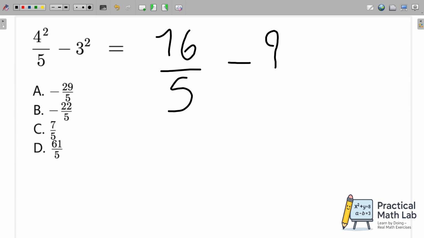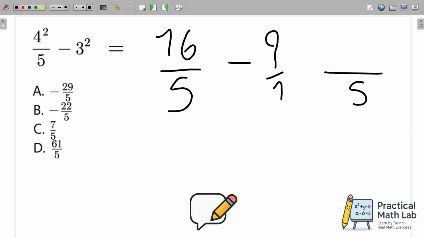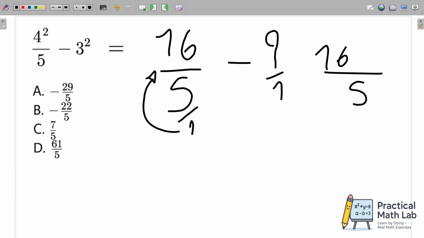With subtraction involving fractions, we need to find the least common denominator here. Here, it's as if there's a denominator underneath. When there's nothing, it's like it's 1. So the GCD of 5 and 1 is 5. 5 divided by 5 is 1. 1 times 16, 16. 5 divided by 1 is 5. 5 times 9 is 45.